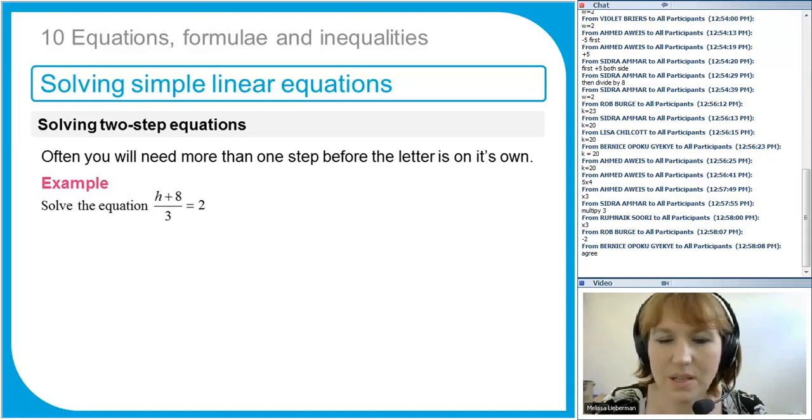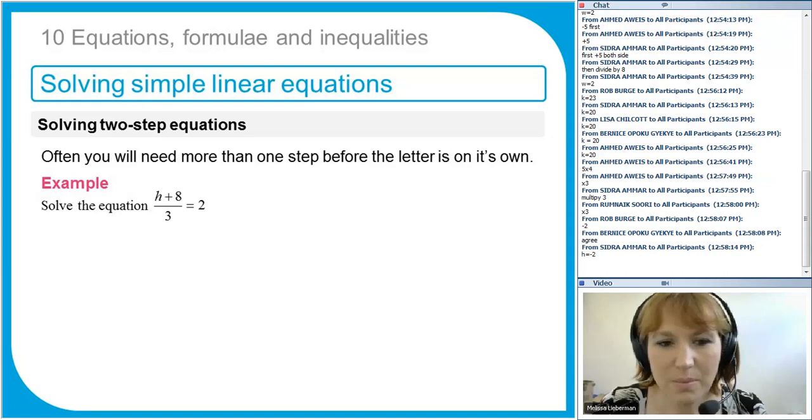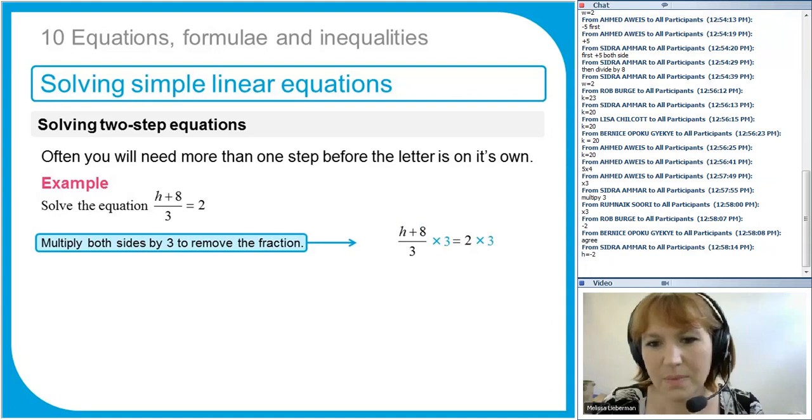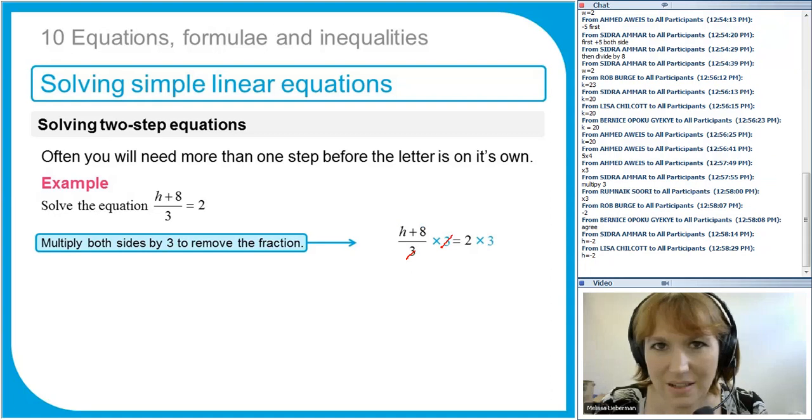I divide by 3. So because I've divided by 3 at the end, I need to start with that. So I need to multiply by 3 and then subtract the 8 to undo what's been done to the number. So multiply both sides by 3, and that gets rid of the 3 on the bottom. It cancels it out. So on the left-hand side of the equal sign, I have h plus 8. On the right-hand side of the equal sign, I have 2 times 3, which is 6.